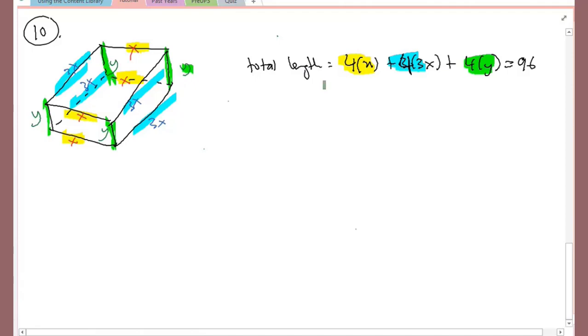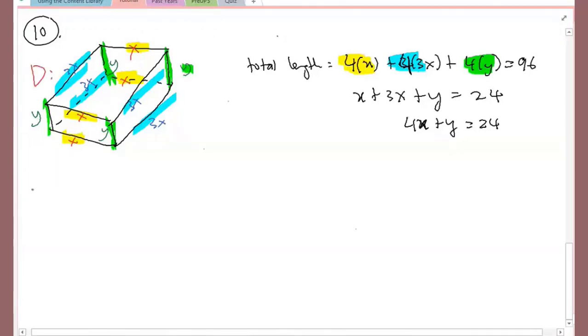So 4y. Total is 96. And then x plus 3x plus y, divide by 4, what do you get? 24. Check, I'll do it once more. 24, right? And then 4x plus y is equal to 24. And you can just leave it. This one is D. Diagram.